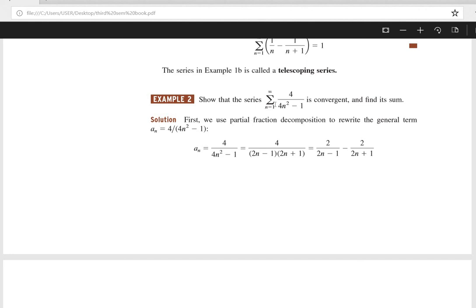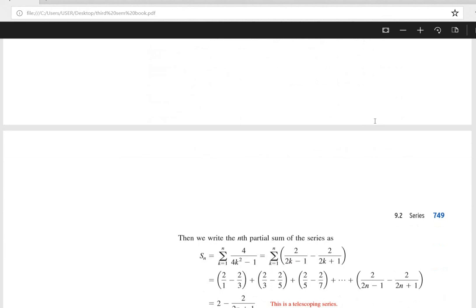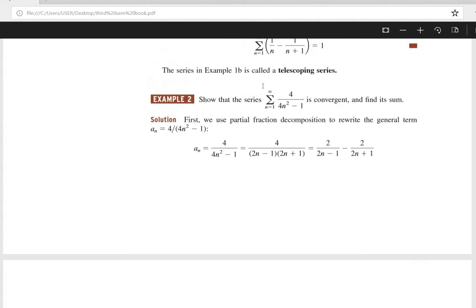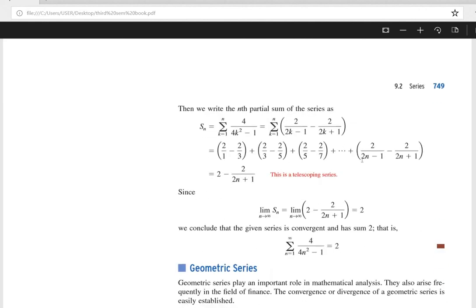Show that the series sigma n equal to 1 to infinity of 4 by 4n square minus 1 is convergent, and find its sum. 4 by 4n square minus 1 is 4 by (2n minus 1)(2n plus 1), which is 2 by 2n minus 1 minus 2 by 2n plus 1.